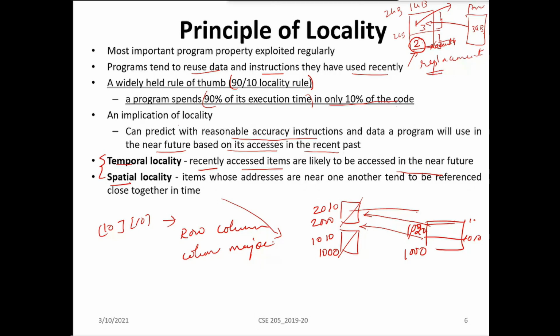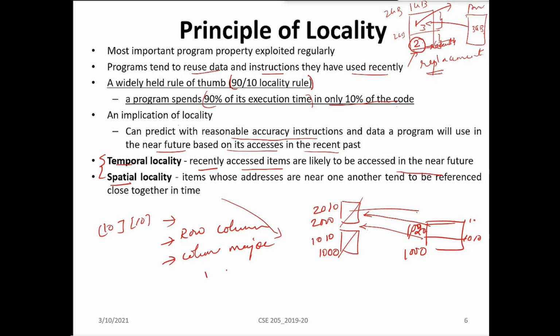Tomorrow you should find out what row major and column major order are. Many times they may say row major order will be more suitable than column major order. Can anyone say why?